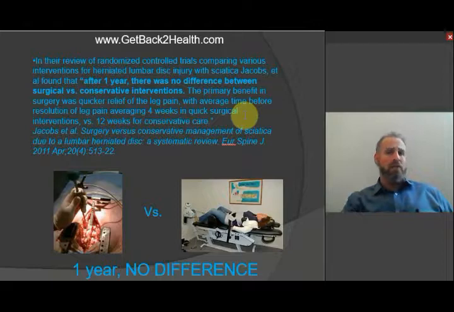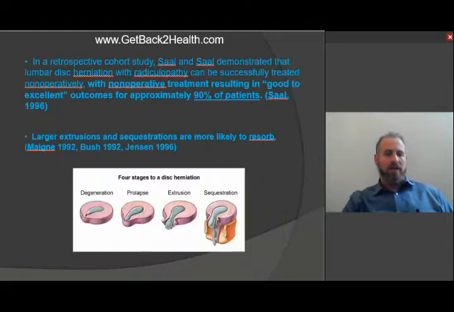So in the initial phases, if you can tough it out a little bit and give your body the chance to heal like it wants to, and you can get through some of that initial pain, 1 year later, there's really no difference between whether you had a surgery or you just let it heal on its own. Some pretty interesting stuff. Let's take a look at another study here.